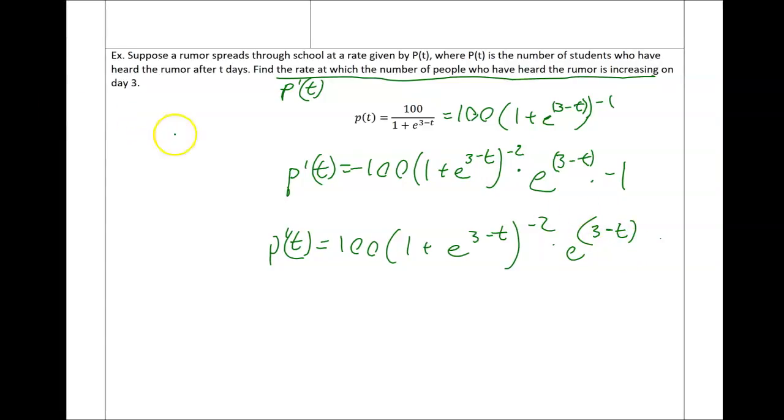Alright, so now we have our rate of change of p, our derivative of p. And remember, we're looking for the rate on day 3. So that's p prime of 3, which means I just plug in 3 for every time I see t in my derivative here.